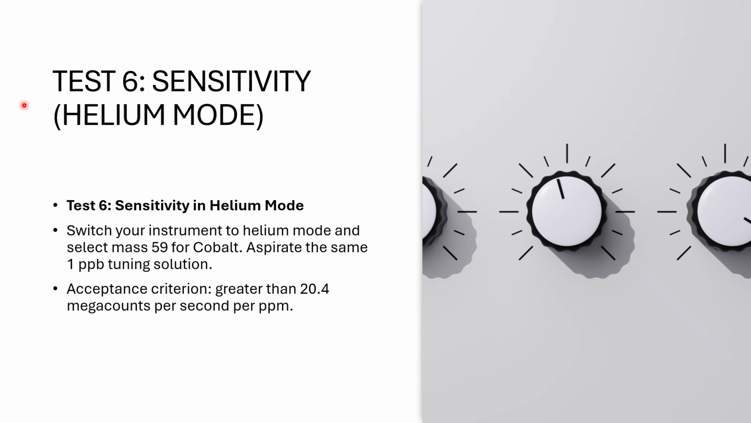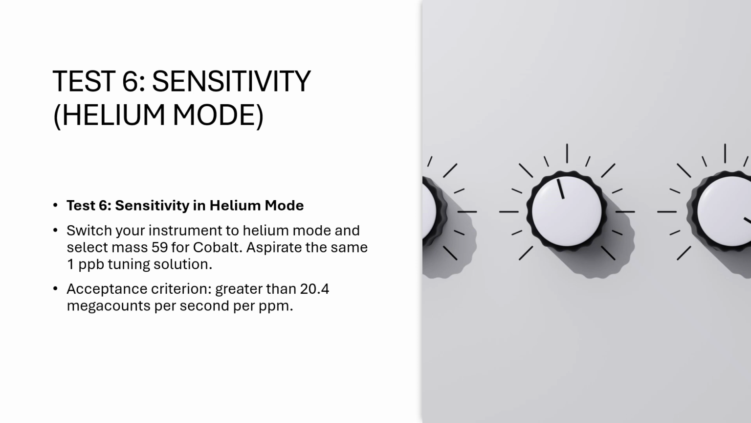So let's come to test 6, that is sensitivity in helium mode. You're going to turn on your helium gas and then select your mass 59, that is for cobalt, and aspirate the same 1 ppb tuning solution. So the acceptance criteria here is it should be greater than 20.4 megacounts per second per ppm.